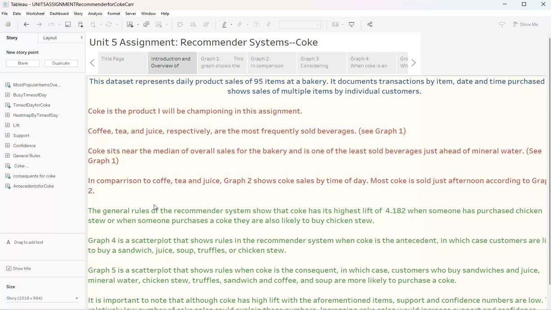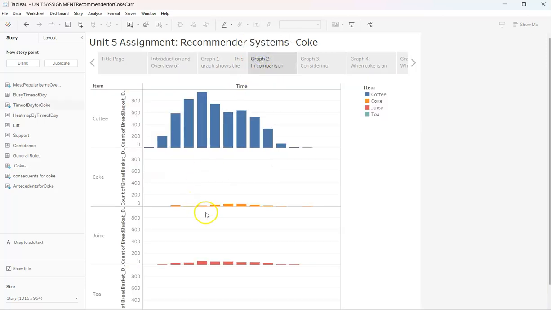In comparison to coffee and tea and juice, graph 2 shows Coke sales by time of day. As we see, most Coke is sold just after midday in comparison to these other items.